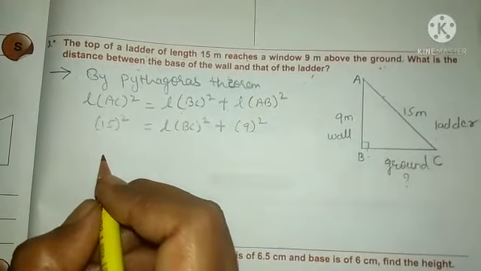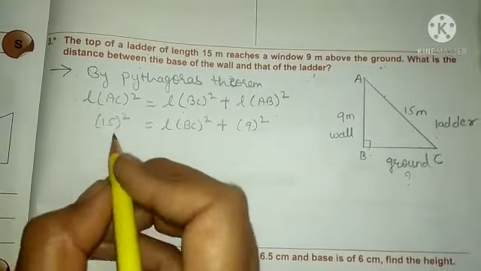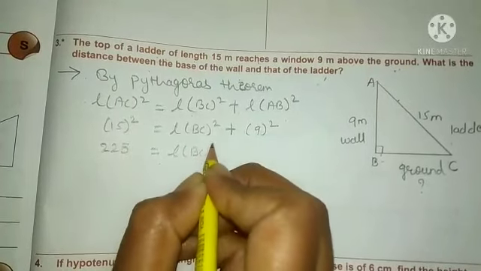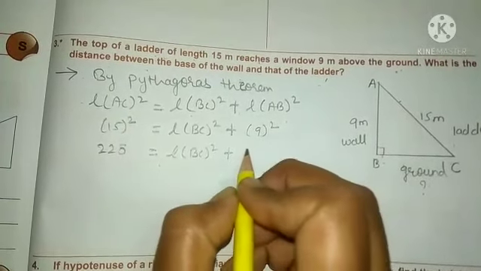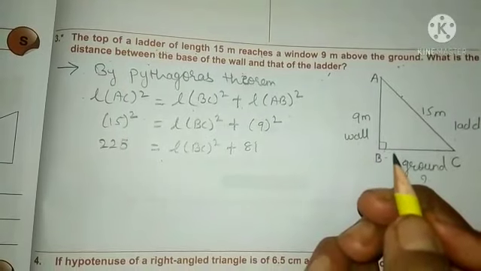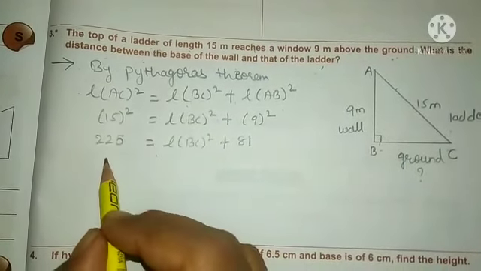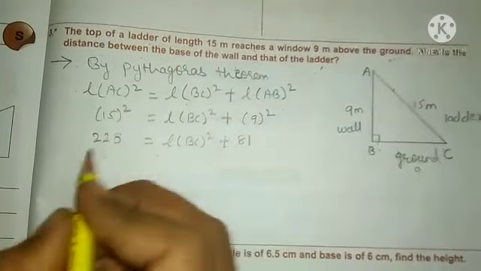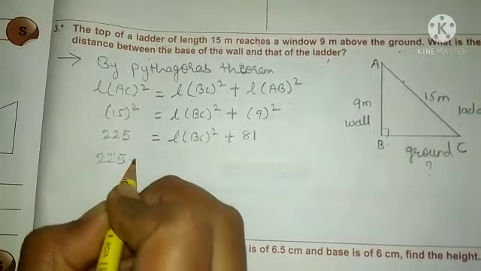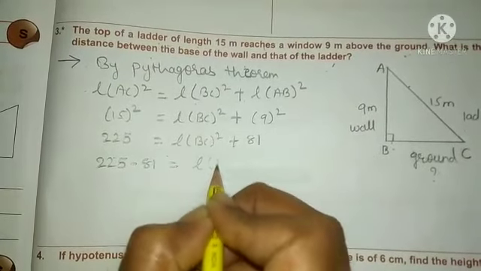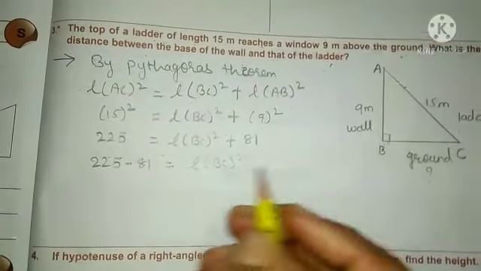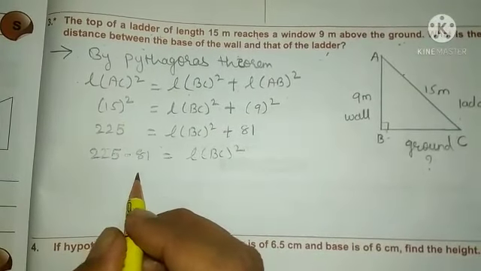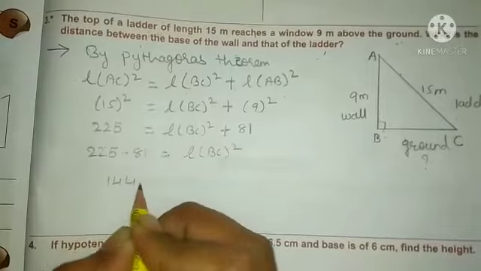So now here we have to find out the squares. 15 into 15, what will you get? You will get 225. And length BC square will come as it is. 9 nines you will get 81. Now what will you do? Now this 81 you will take on the left hand side with 225. So addition will become subtraction. So 225 minus 81 is equal to length BC square. So 225 minus 81, what will you get over here? You will get 144.